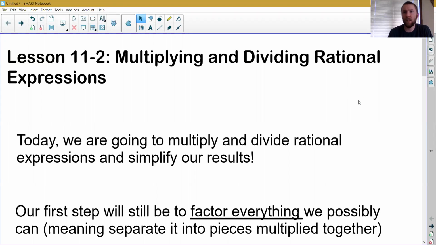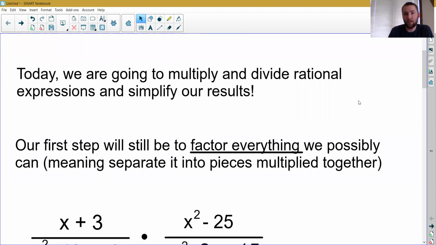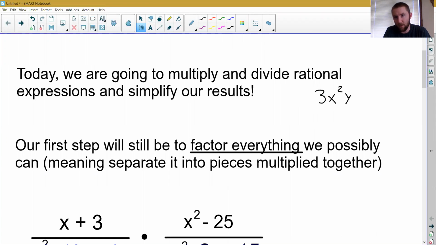Just like in our last video, our first step is going to be to factor everything that we possibly can, which means just separate it into pieces that are all multiplied together, right? So, for example, something that we don't often think about as factoring, but if we have, let's say 3x squared y to the third, factoring that would mean basically recognizing this as 3 times x times y times another y. Okay, so we factor it out, we separate it into the pieces that are multiplied together to make that expression.